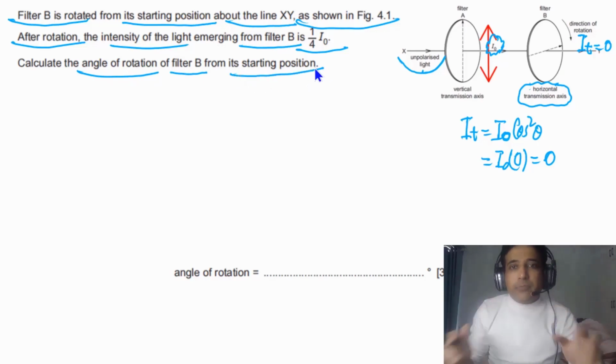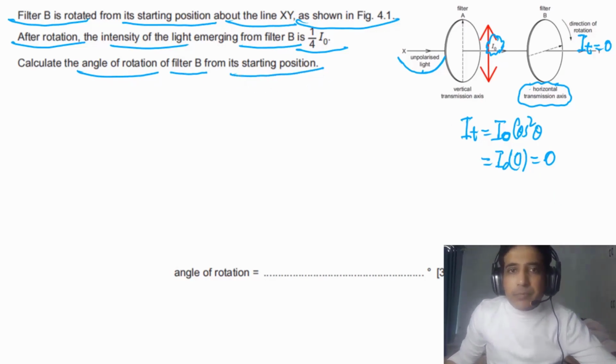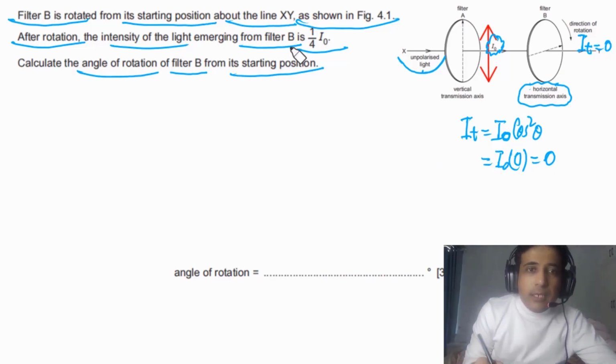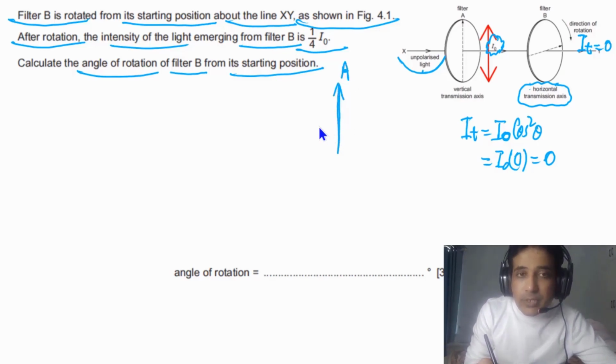Very nice question. For this purpose, first of all, simply we can draw the lines. We can draw first the transmission axis. So this is the filter A. So this is transmission axis of filter A. And also we can draw transmission axis of filter B. So this one is filter B.